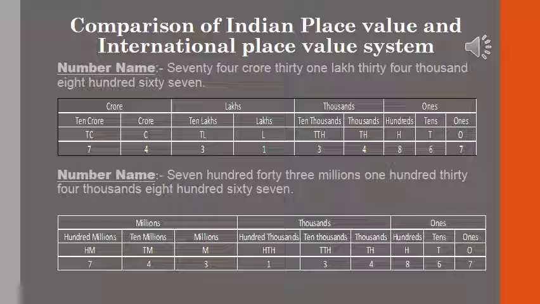So how can we write down the number? That is 74,31,34,867. This is how we have to write down the number according to the Indian system.